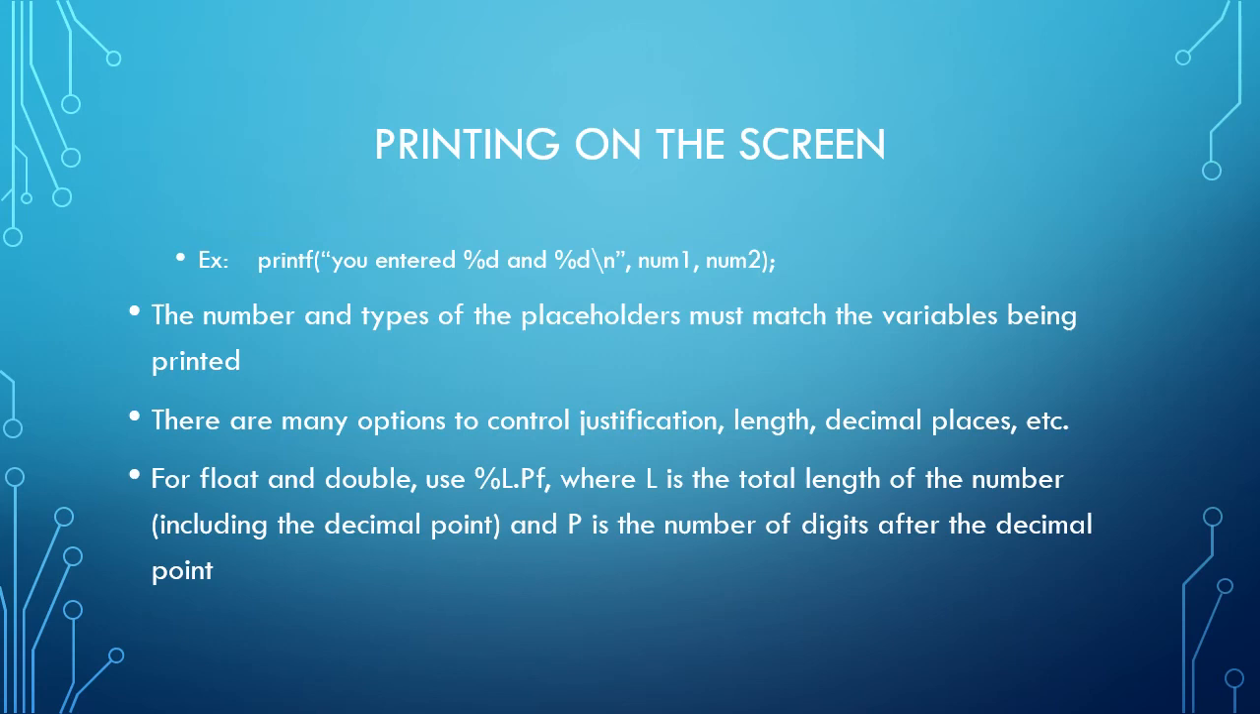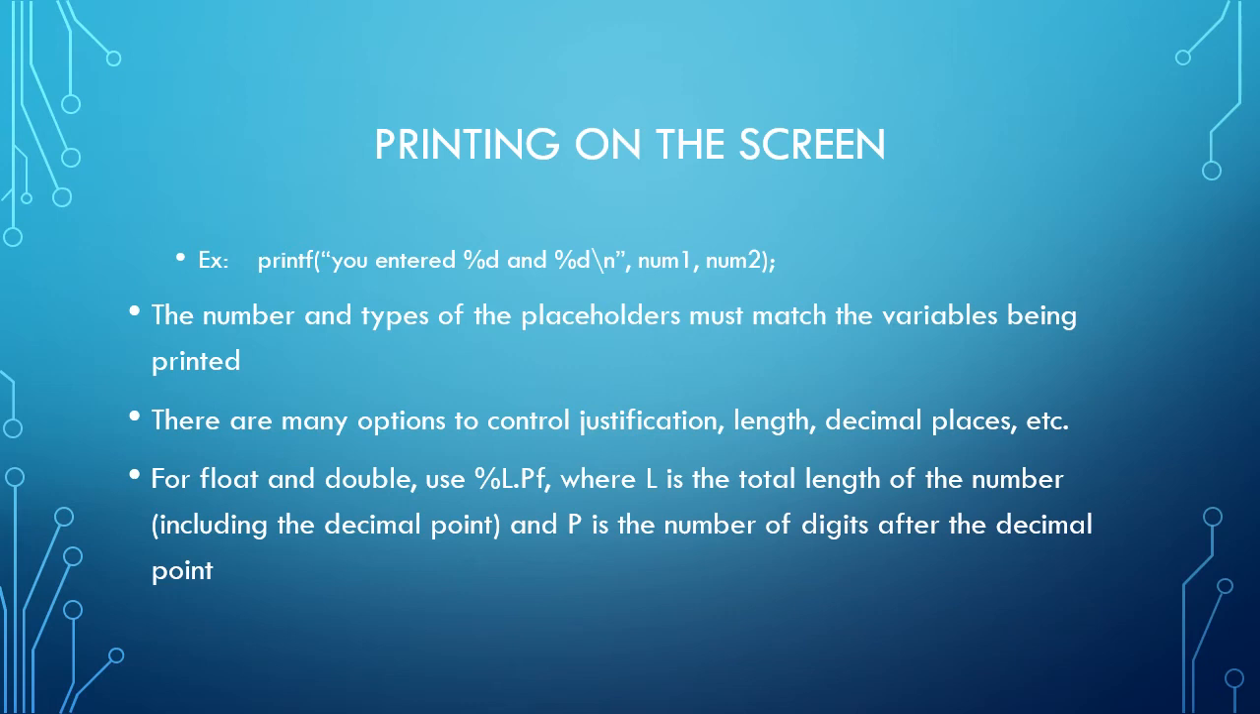Here's a sample printf statement. So the format string says you entered, then the %d says the value of the first variable will be printed, then the word and will be printed, and the second %d says the value of the second variable will be printed, and then it will print a new line. So it will print you entered, and then it will print the value of num1, then the word and, then the value of num2, and then a new line.